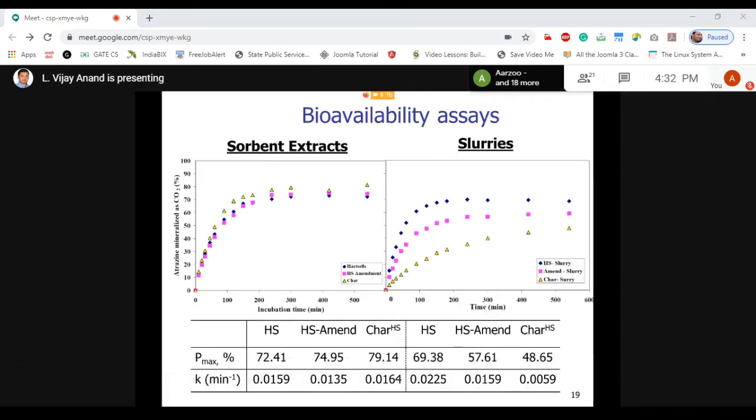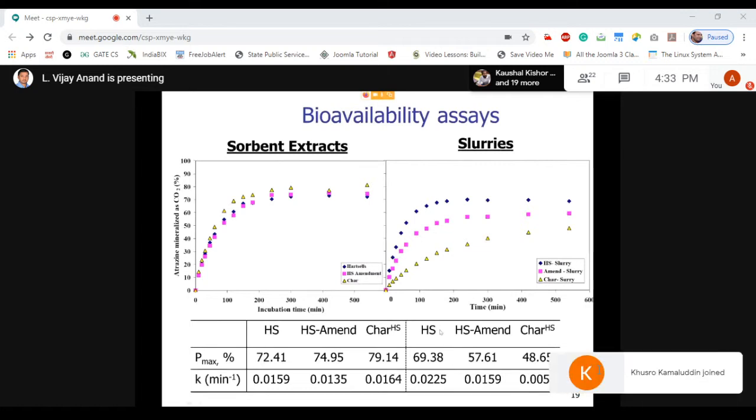Here are the results of the bioavailability. On the left we have the sorbent extracts, which have no sorbent in them, just the extracts of soil, soil amended with char, and char alone systems. On the right we have the slurries, which contain the soil media and sorbent media as well. On the bottom we have the amount of degradation, Pmax, happening in these three systems. As you can see, the char system has the maximum amount of degradation, with the highest degradation rate as well.